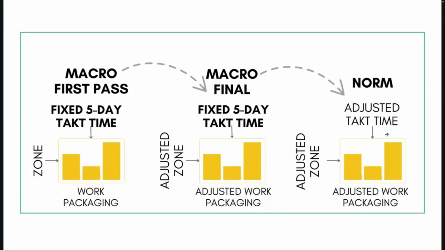One of the key things that I want you to understand as you're reading the book is, you're probably wondering, hey, why when we first start our macro are we on a 5-day takt time? And then why when we plug it into the calculator and finalize it are we still on a 5-day takt time? But then when we go from macro to norm, why are we then in an adjusted takt time, meaning we won't stick with the 5-day?